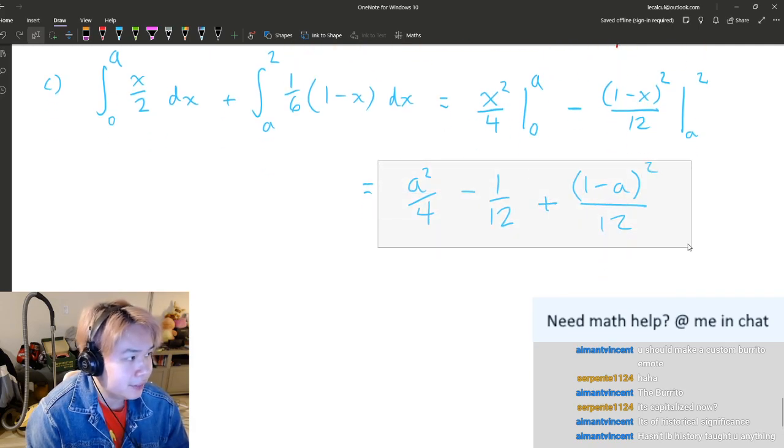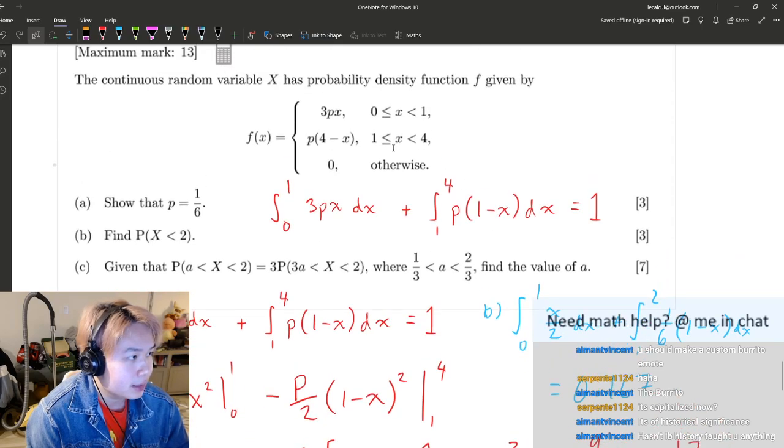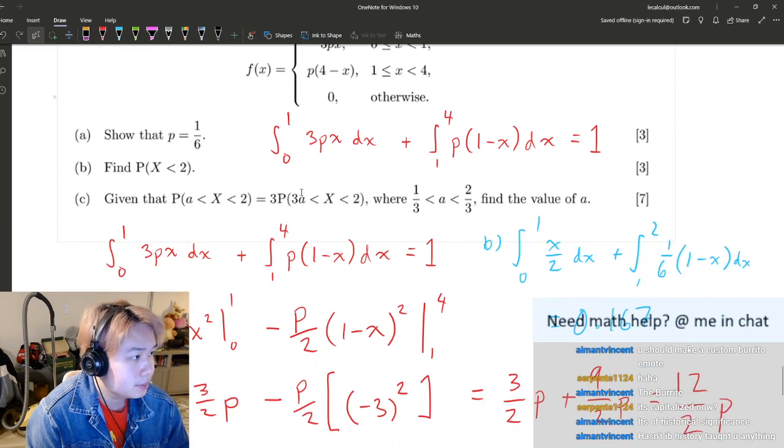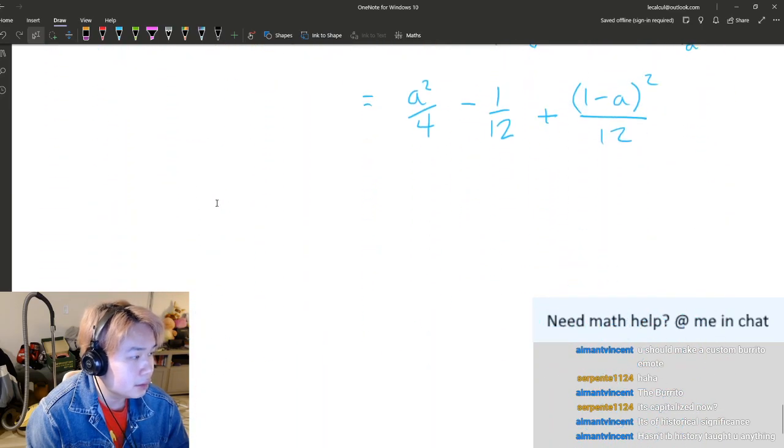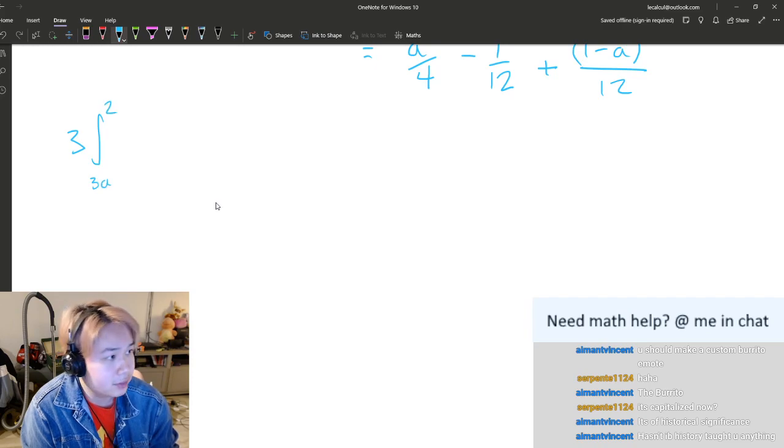Okay, so here's the left expression for this probability. And then we can do the exact same thing over here. Now notice that 3 times a, if I multiply even the lower boundary by 3, then this is between 1 to 2. So I don't need to split this up into 2 different parts. I just use this middle part. So what does this look like then? 3, from 3a to 2.